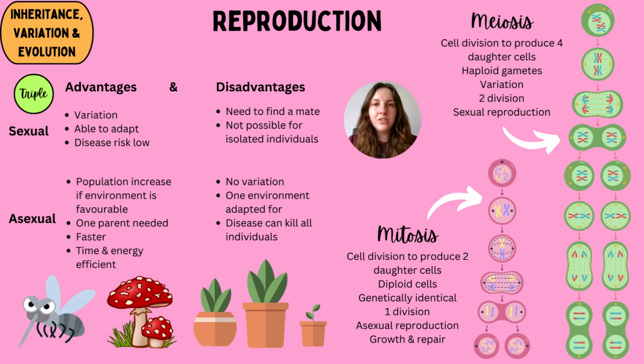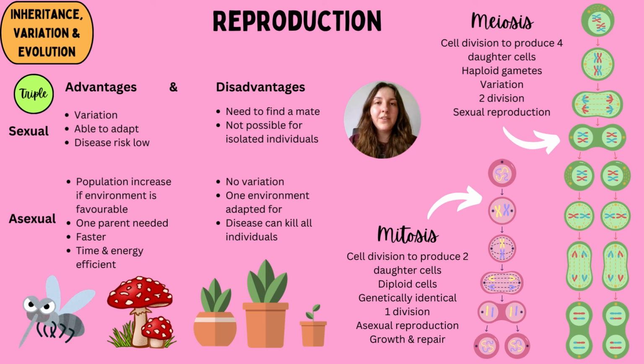Now, some of the advantages and disadvantages of asexual and sexual reproduction. Sexual reproduction leads to variation, so the animals or plants or organisms are able to adapt, and therefore the risk of disease is low. One disease will not kill off all the species, or all the individuals in that species. However, a disadvantage is that it takes time and energy for an individual to find a mate.